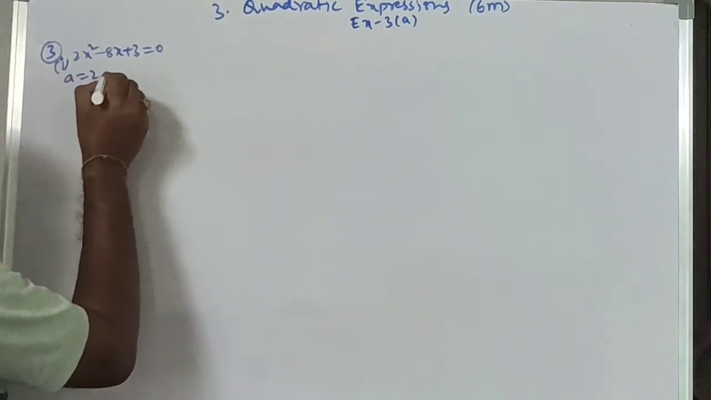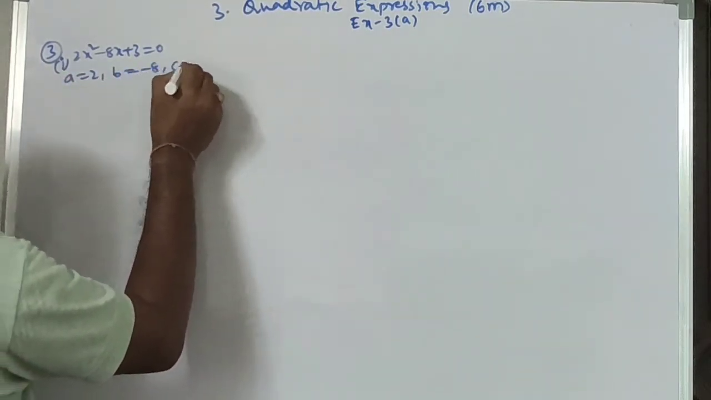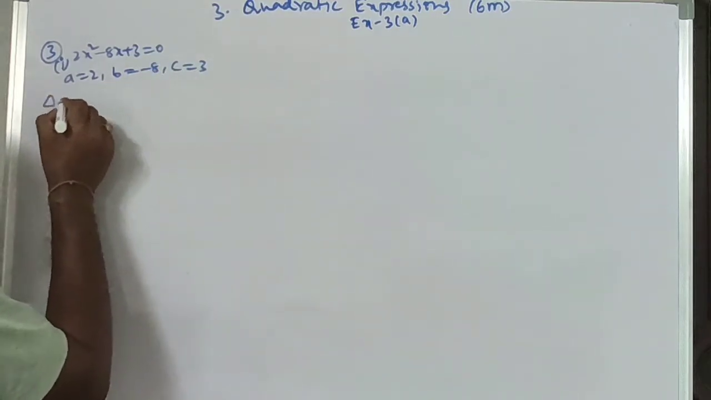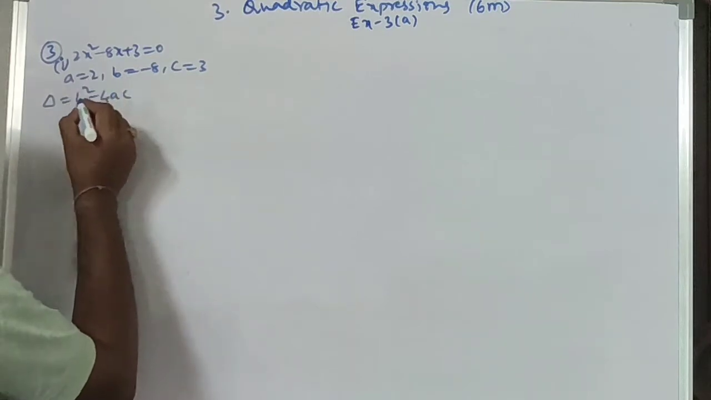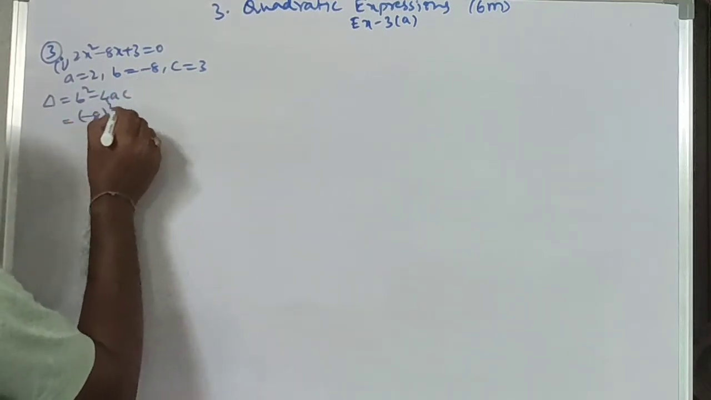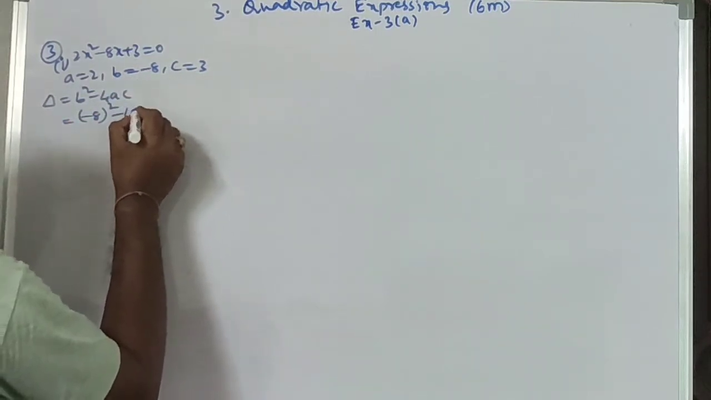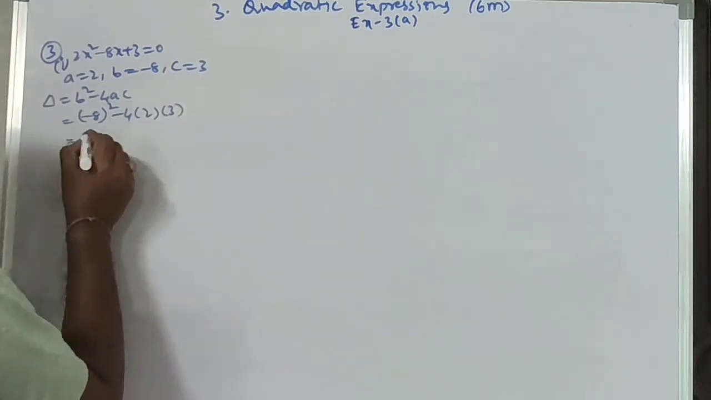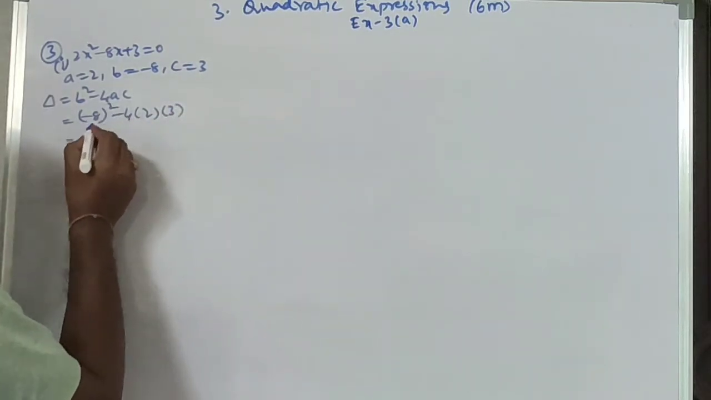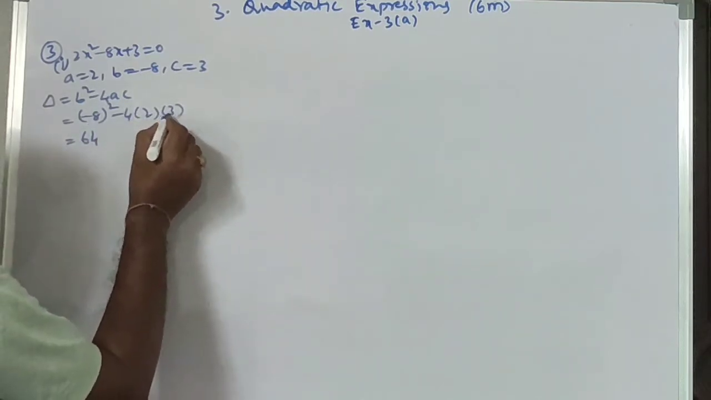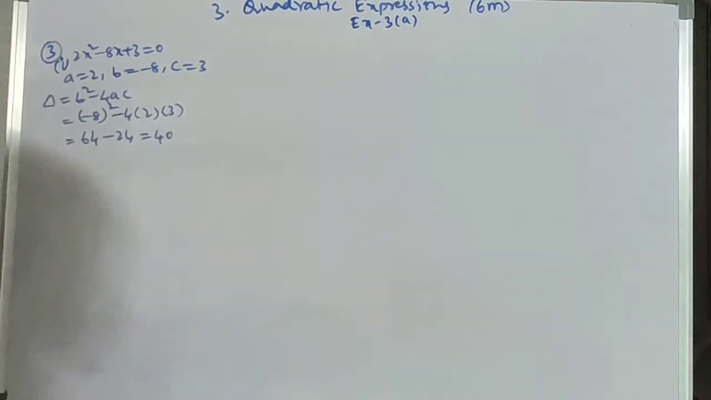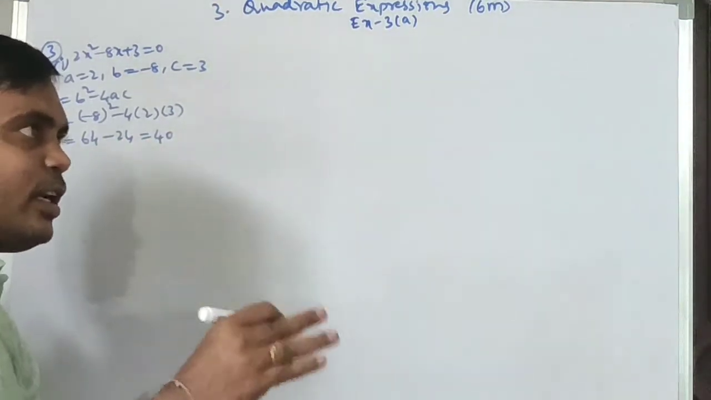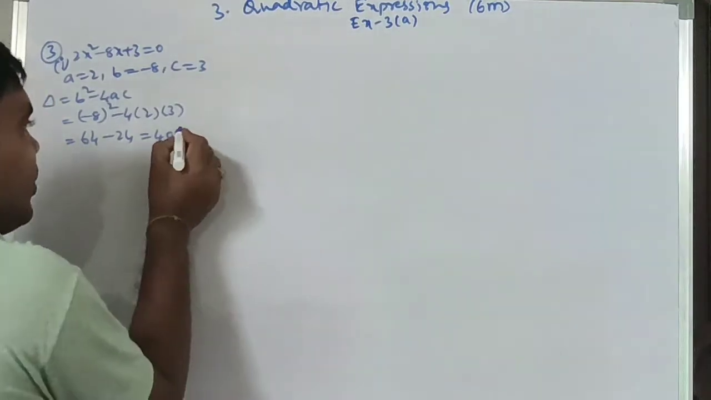a equal to 2, b equal to minus 8, c equal to 3. So delta equal to b square minus 4ac. I substitute in this: minus 8 whole square minus 4 into 2 into 3. Minus 8 whole square is plus 64. 4 into 2 is 8, 8 into 3 is 24. 64 minus 24 equal to 40. Is 40 positive or negative or 0? It is positive, greater than 0.